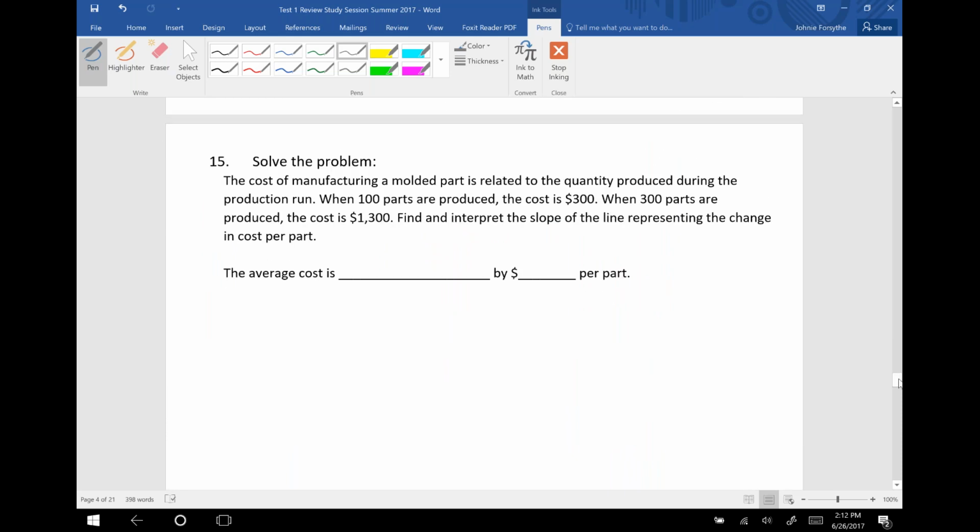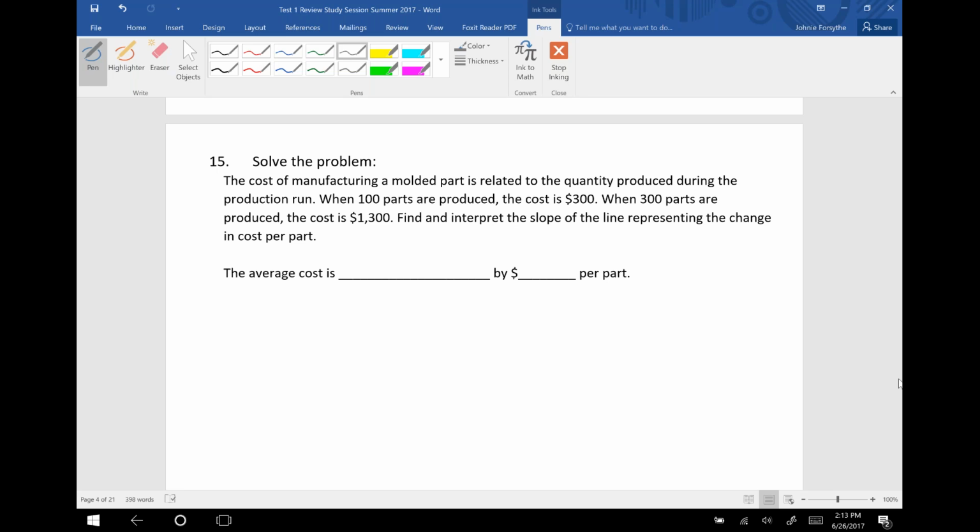Okay, solve the problem. All right, so basically you've got something where you are expressing the rate of change, which is finding the slope. And they're going to give information that you're going to put into points. So the cost of manufacturing a molded part is related to the quantity produced during the production run. When 100 parts are produced, the cost is 300. When 300 parts are produced, the cost is 1,300. Find and interpret the slope of the line representing the change.